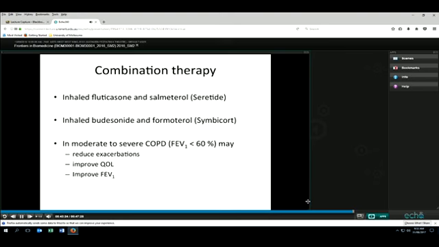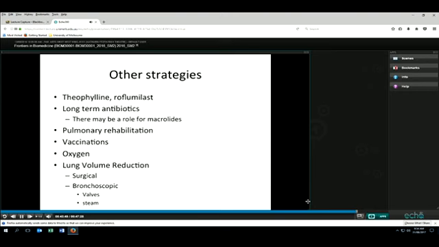Similar to asthma, it's been recognised that combination therapy is useful, and there are actually recent studies indicating that triple therapy, so inhaled corticosteroids plus a long-acting beta agonist and a long-acting muscarinic antagonist, are more effective in people with significant persistent symptoms. There are a number of other things very infrequently used, but these are for very troublesome patients.